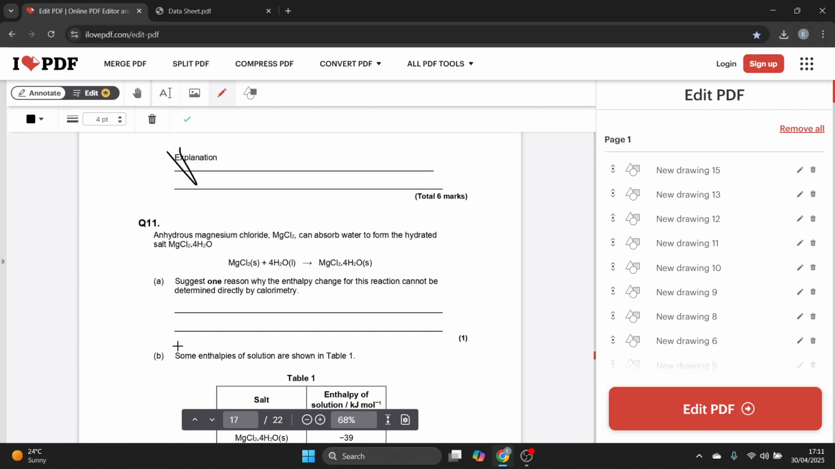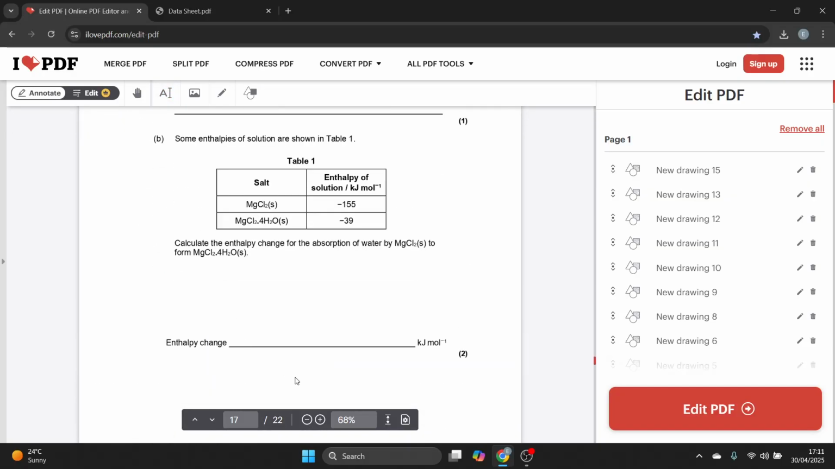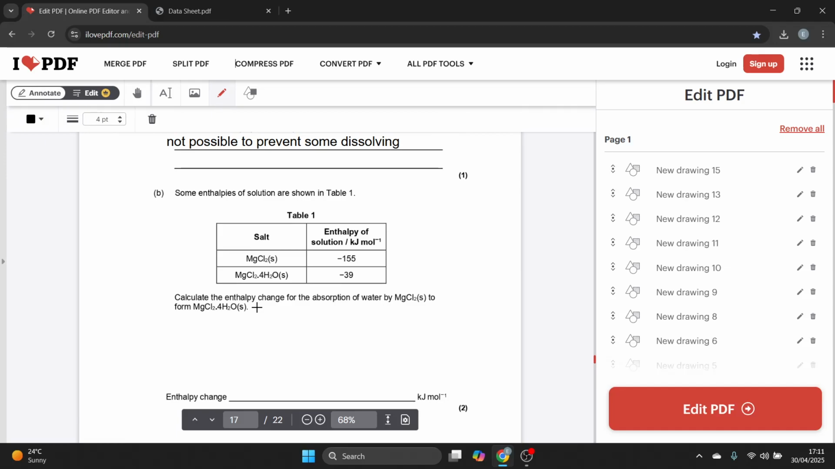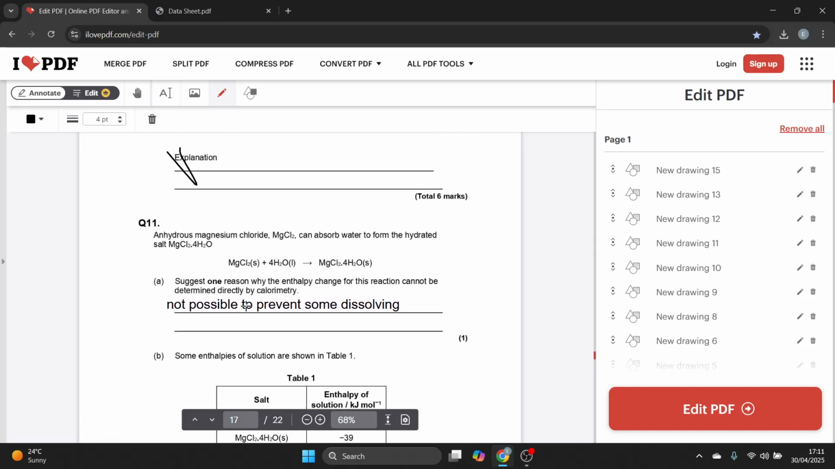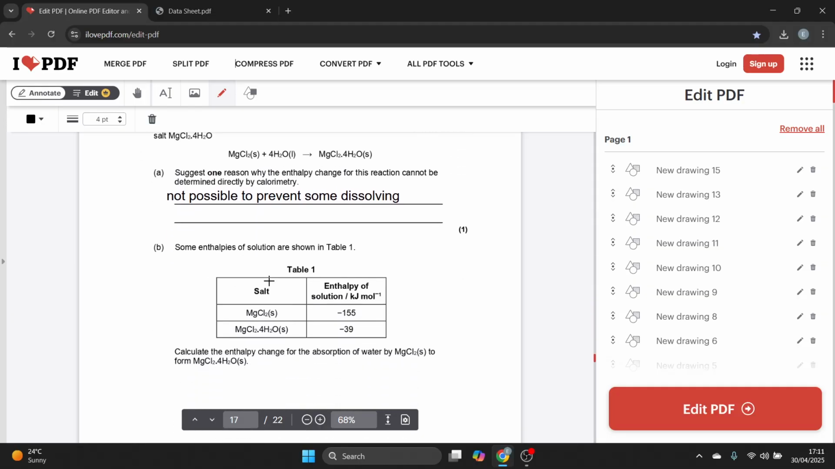So my apologies. Suggest one reason why enthalpy change cannot be determined directly by calorimetry. Not possible to prevent some dissolving. Calculate enthalpy change for absorption of water by MgCl2 to form that. Wait, what? Calculate enthalpy change for the absorption of water by MgCl2.